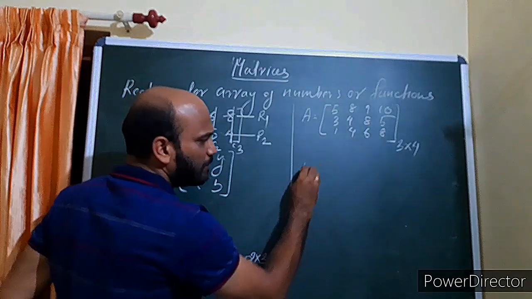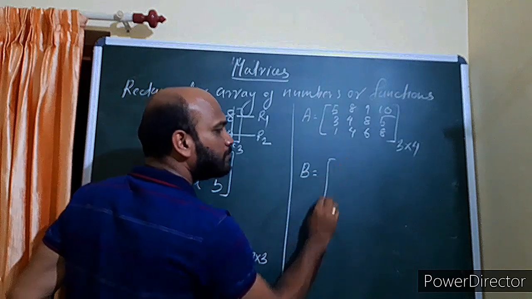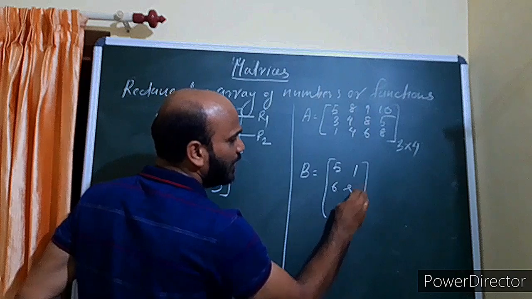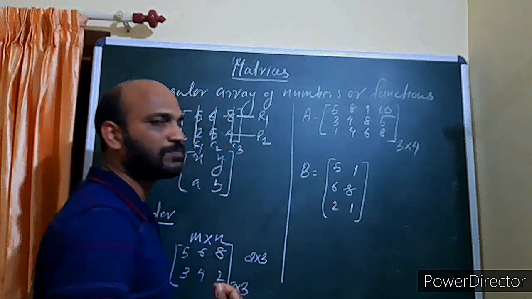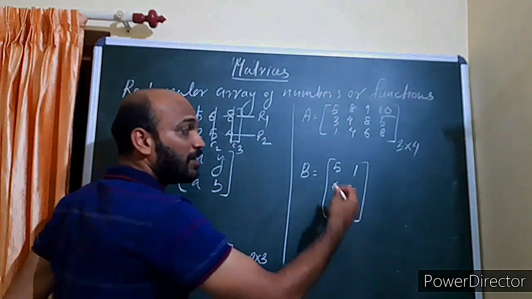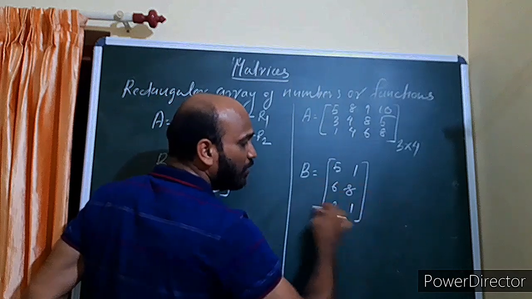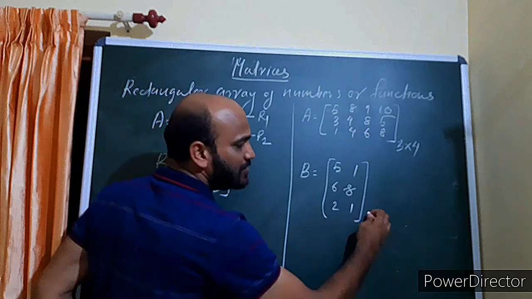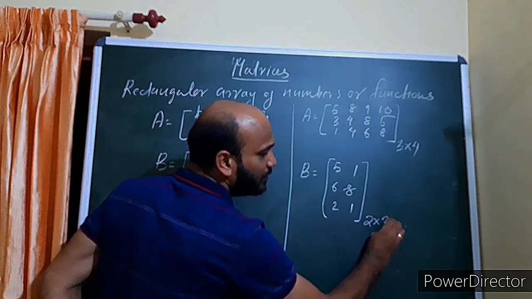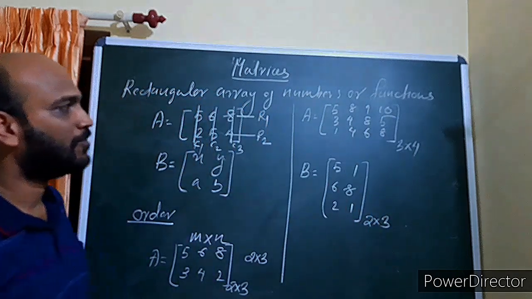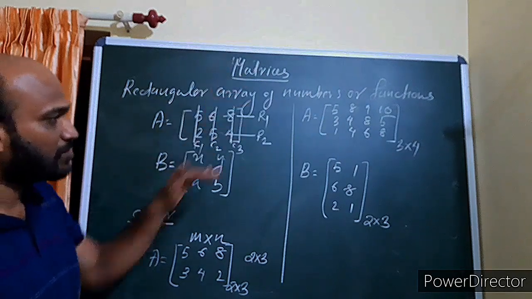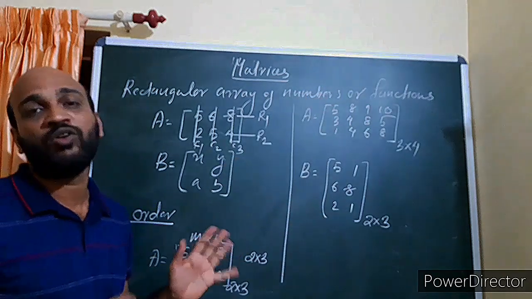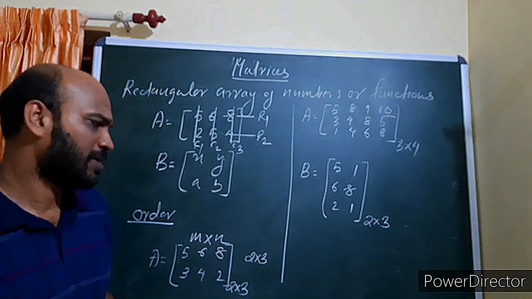Let's have an example. B equal to 5, 1, 6, 8, 2, 1. What is the order? Right? Matrix has got 3 rows and 2 columns. So order of this matrix is 3 by 2. Okay. The first thing that you have to study is order. I think now you understand what is order and how to find order of the matrix.